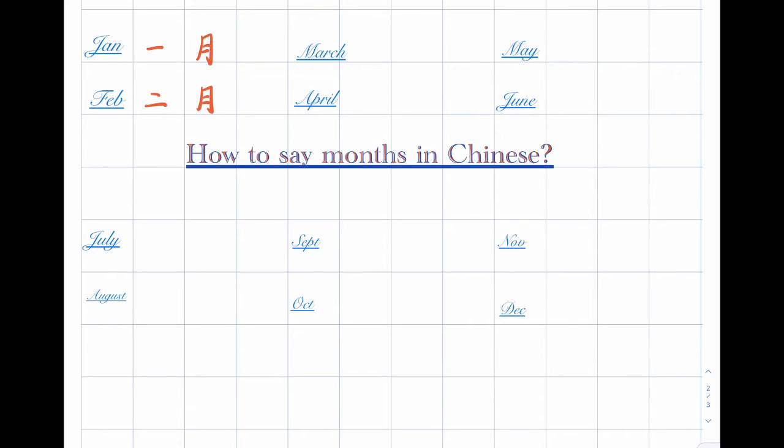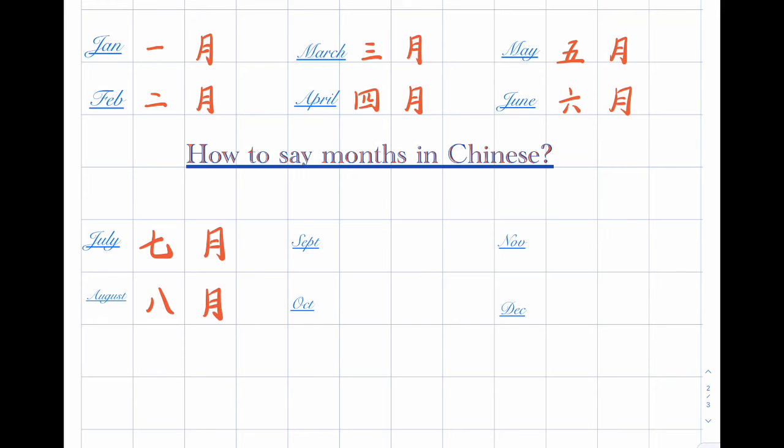3月 March, 4月 April, 5月 May, 6月 June, 7月 July, 8月 August, 9月 September, 10月 October, 11月 November, 12月 December. Okay, so after we have gone through all the months, what about say Christmas, December 25th?